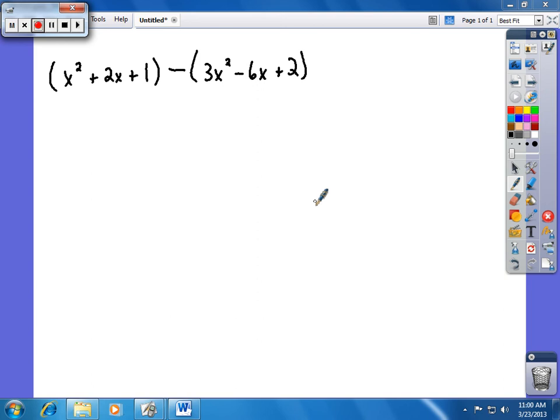Alright, so this problem looks at subtracting one polynomial from another. And the key thing to remember here is that this subtraction sign is actually being applied to this entire polynomial. So you're going to subtract every term in here from this term out in front. This term we have out in front, these parentheses are actually kind of unnecessary, but we'll leave them in for right now. We're going to focus on this second one right here.